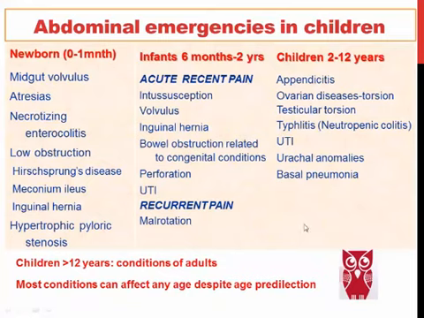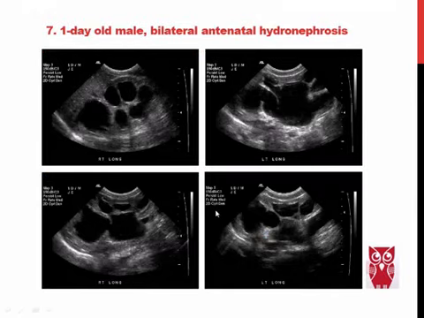To conclude about abdominal emergencies in children, think as a clinician. Does the age fit? What do I expect at this age? Do I expect intussusception between 6 months and 2 years? Do I expect appendicitis as my diagnosis in a child older than 2 years? Think adult radiology in older children.